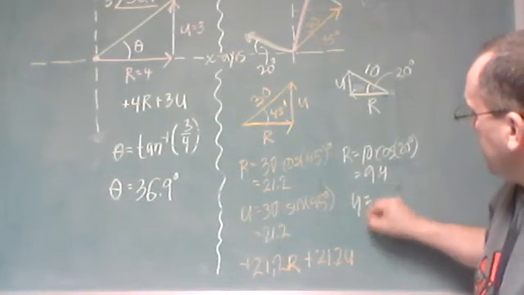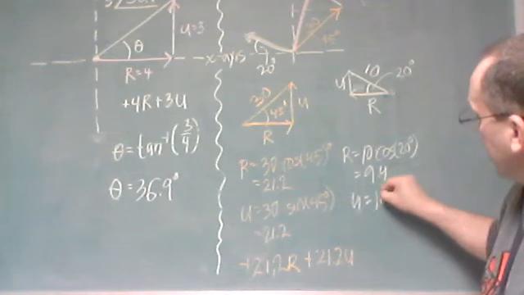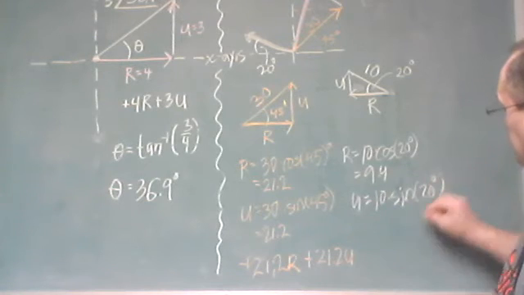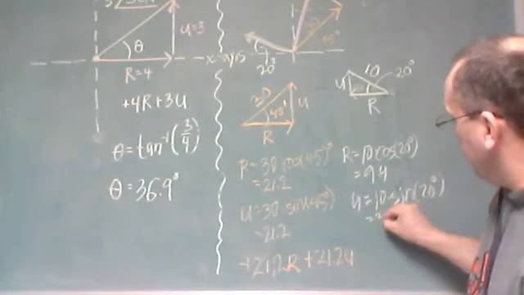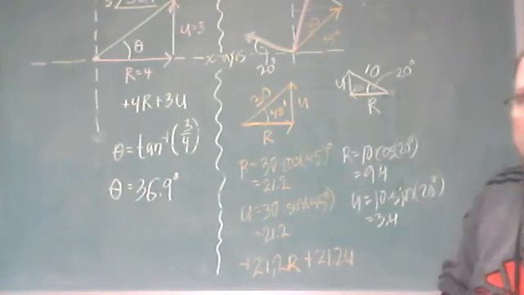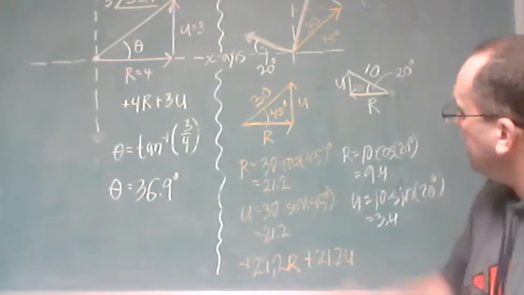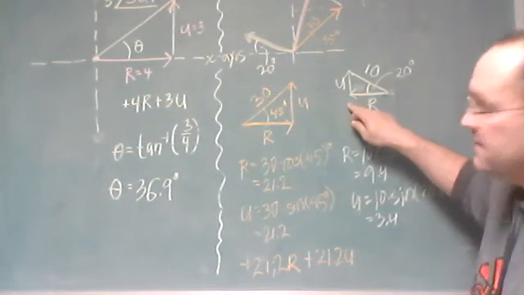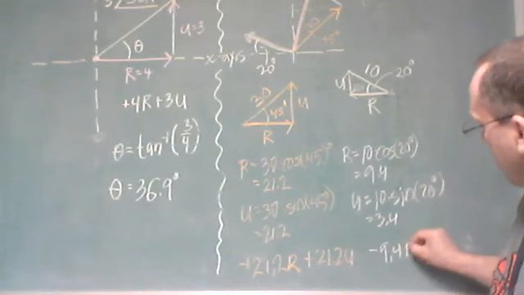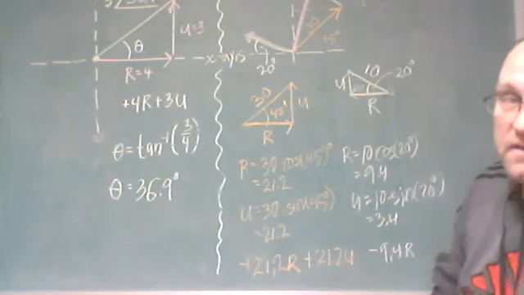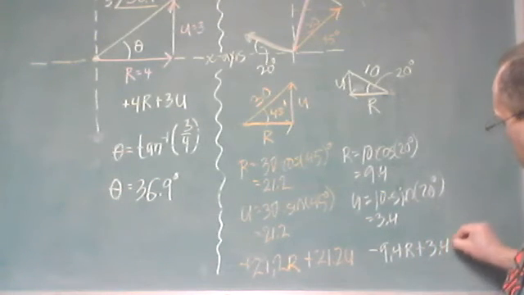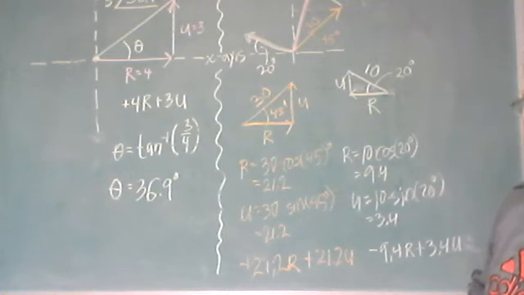Similarly, u, the shortcut method, is the hypotenuse length times the sine of the angle, 20 degrees. That equals 3.4. In rectangular form, now I assign the negative or the positive quality to that direction. I am going to the left in the r direction, so it becomes a minus 9.4r. I am going up in the up-down direction. That's a positive 3.4u.